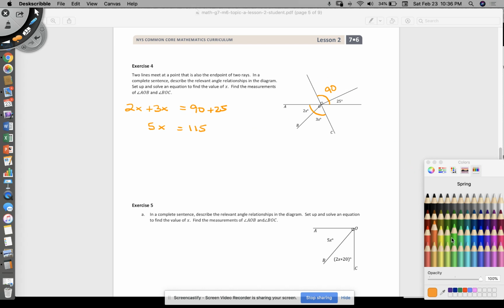So this whole angle here is 115 degrees, which means this whole angle needs to add up to 115 as well. So I'm going to divide by 5, and this tells me that x equals 23. Now let's check to make sure that we do get 115 over here. We have 2 times 23, which gives me 46, and then 3 times 23, which gives me 69. So we have 46 and 69.